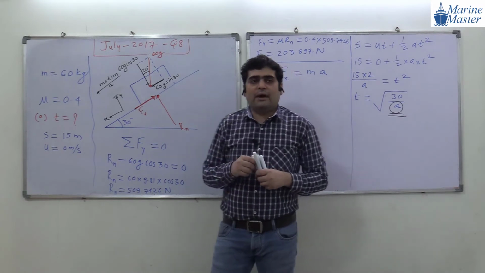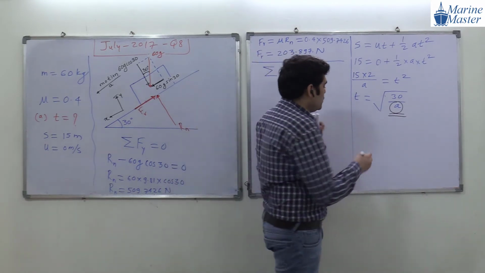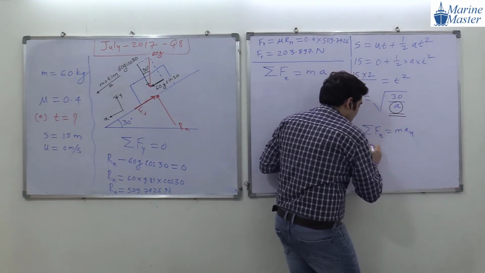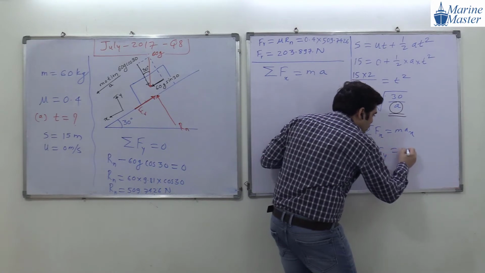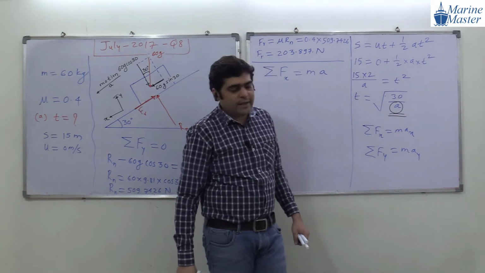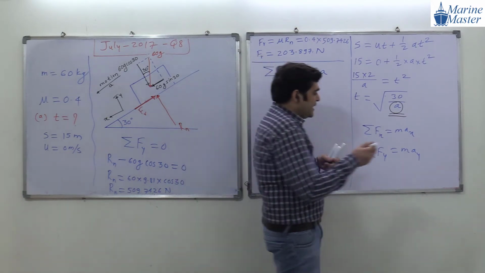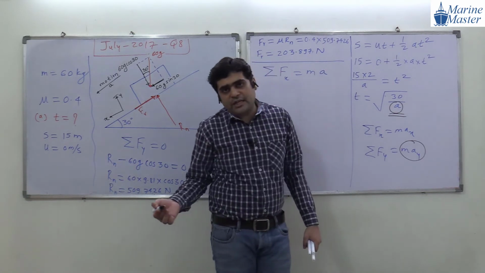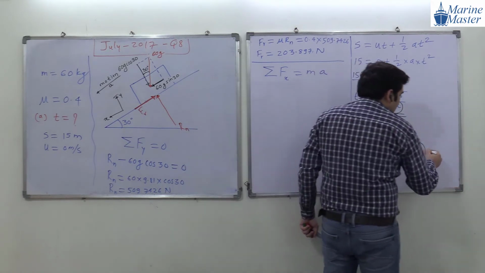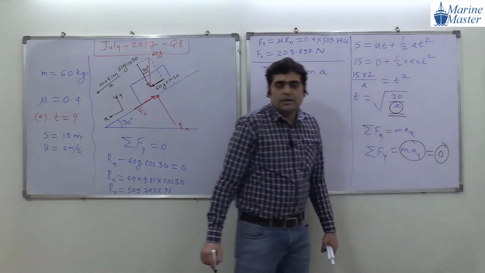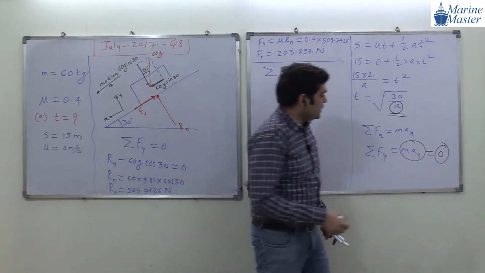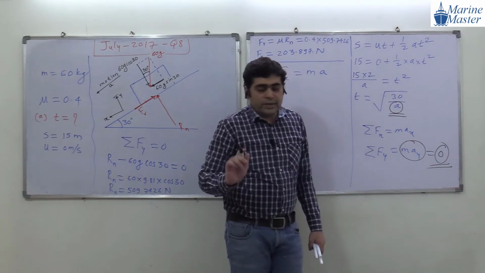So guys, while dealing with Newton's second law, I told you summation of forces in x direction equals max, and summation of forces in y direction equals may, as I told you in the last lecture. But here, is there any motion in y direction? If there is no motion in y direction, what will happen? It will become equal to 0.